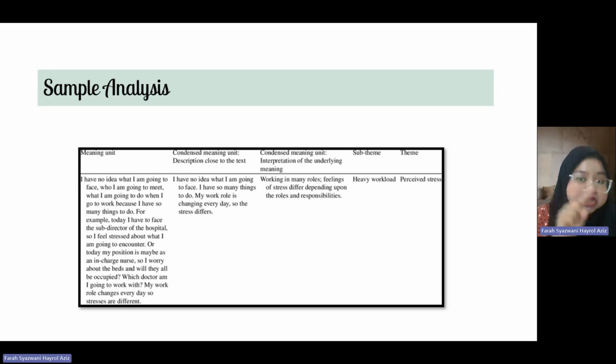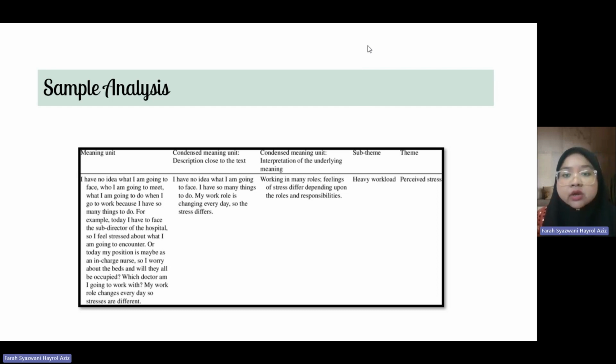You describe what actually happened in the raw text on the left-hand side of the table. When you describe that, do not interpret yet. Interpretation comes after. So you will have a next column where you interpret the underlying meaning. For example, that sentence means that the respondent has been working in many roles, feeling stress, etc. From that interpretation, you will extract the sub-theme and finally the main theme.